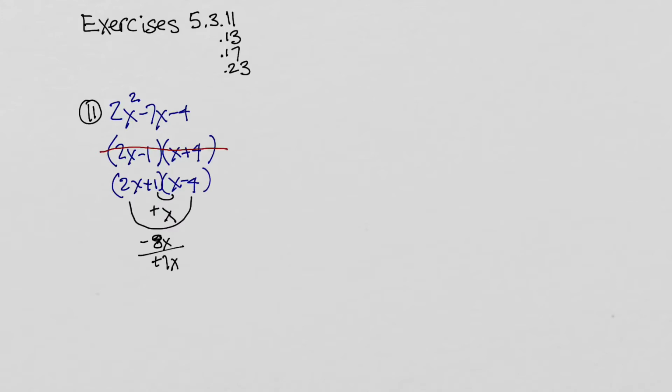And then the last, positive 1 times negative 4 is negative 4. So this factorization right here is the correct one. And we found that just by multiplying.